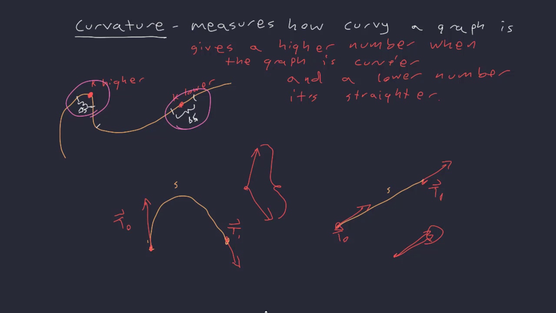Okay, so that is what the curvature is basically measuring, the difference between the unit tangent vectors within the same small interval along the curve. Okay, so let's get to what the formula is.